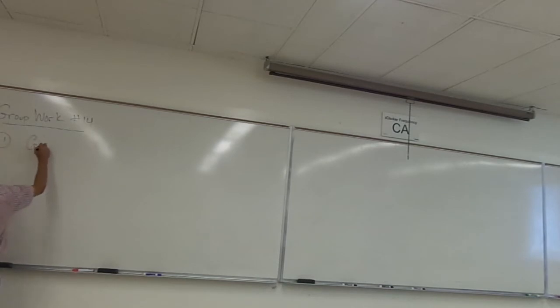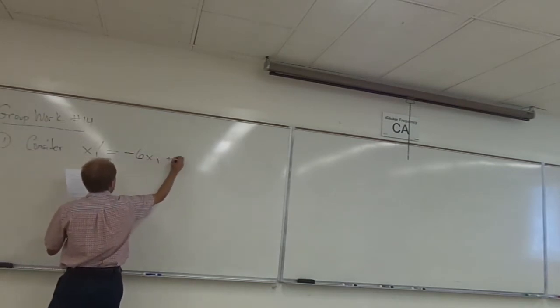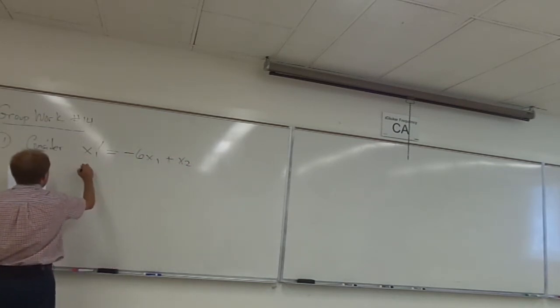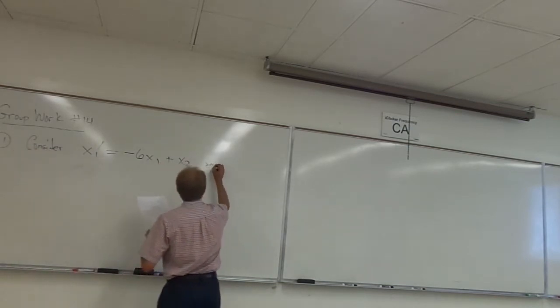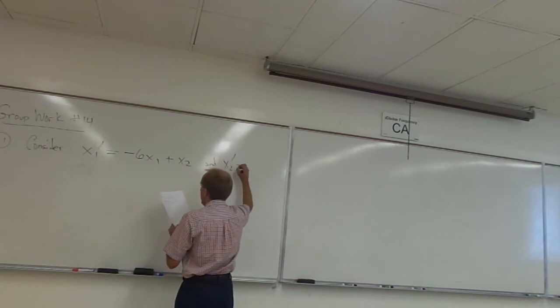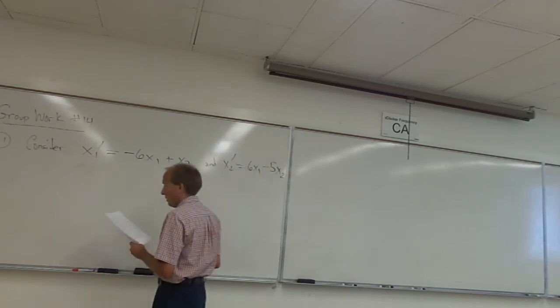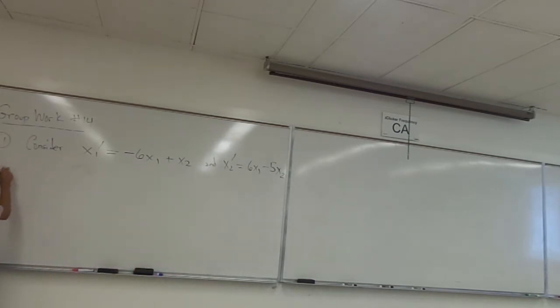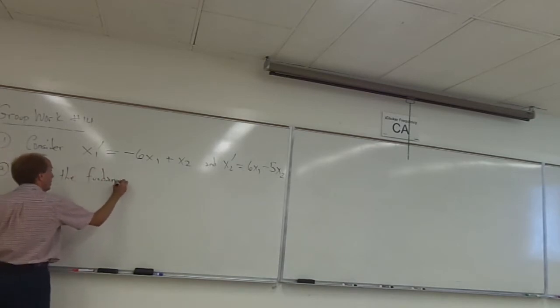So consider x1 prime equals negative 6x1 plus x2, and x2 prime equals 6x1 minus 5x2. And part A is, what is the fundamental matrix?